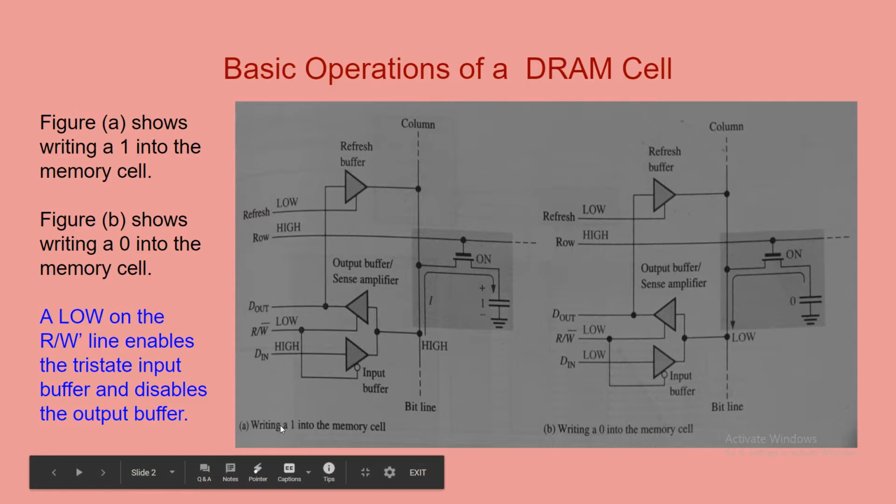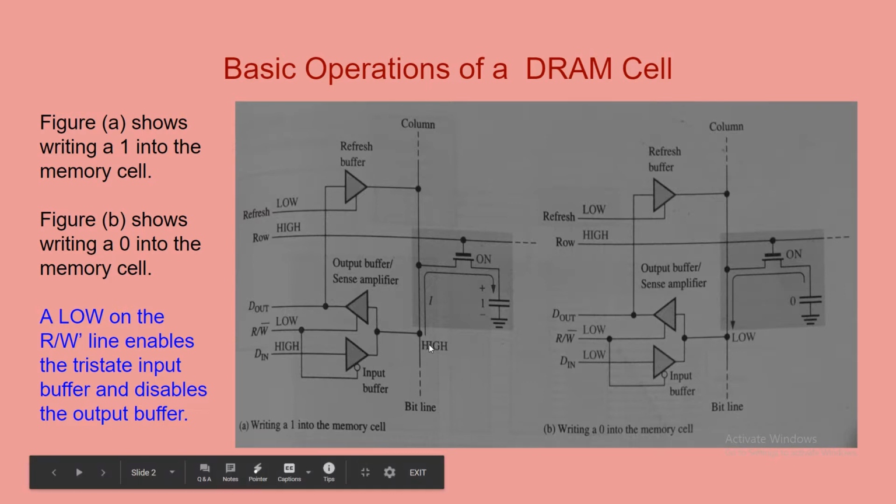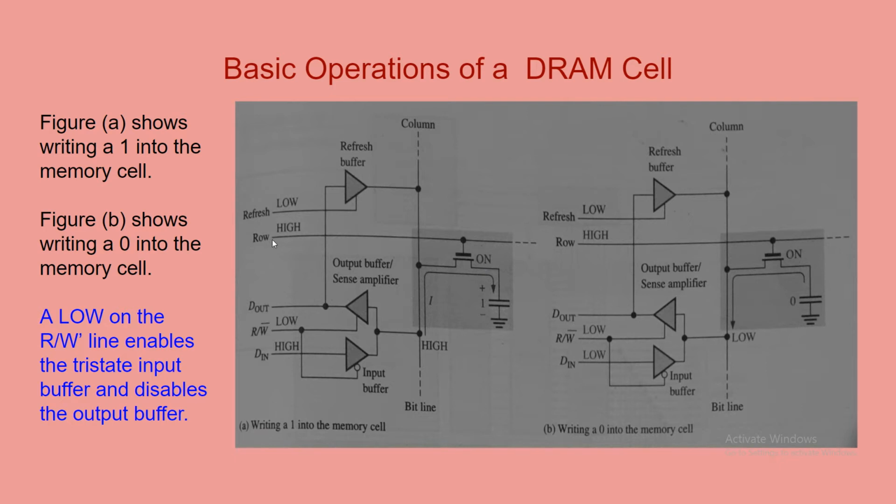And in order to write a 1 into the memory cell, the data input line DIN should be high. DIN is connected to the input buffer. This input buffer is enabled. Therefore, DIN is connected through the input buffer to this bit line. Here the bit line is high and the transistor is on with the help of high on the row line that connects this bit line to the capacitor, and the capacitor charges to the maximum voltage in such a way that a 1 is stored in this DRAM cell.